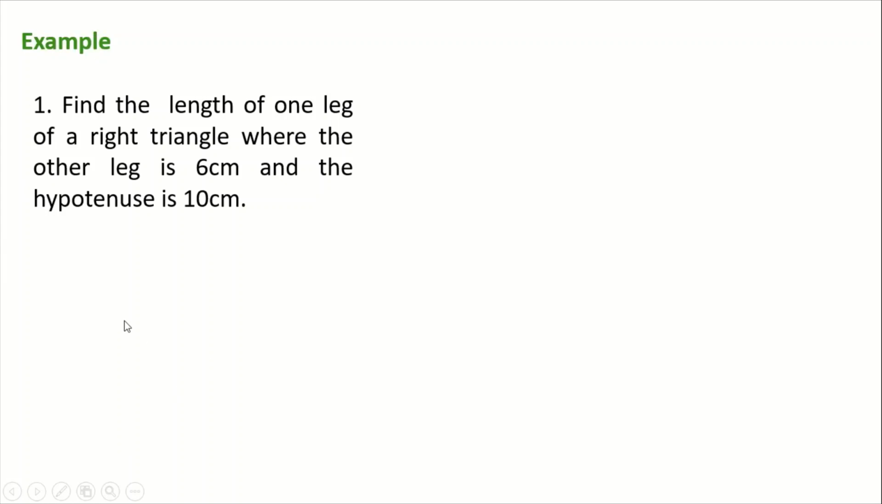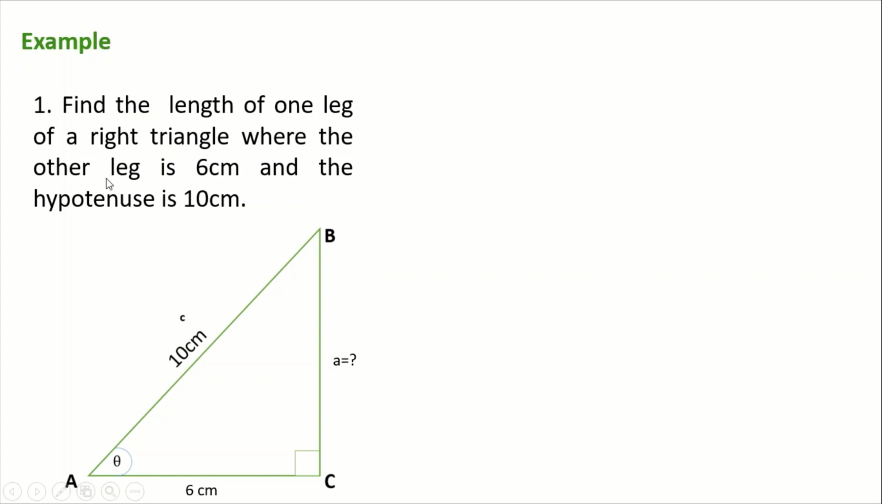Okay? So we here, sabi dito, yung isang leg daw is 6 cm. So let's say this side AC is 6 cm. And then yung hypotenuse is 10 cm. So kung napansin nyo, given yung pinakamahabang side natin. So ang hinahanap natin is itong measurement ng isang leg.